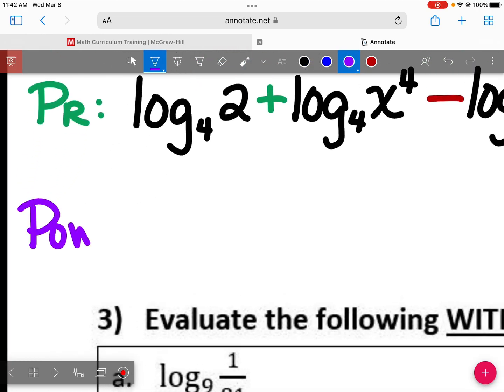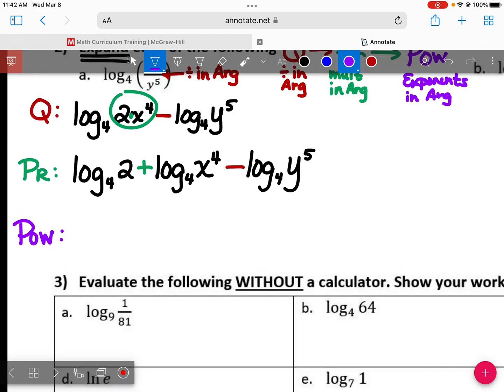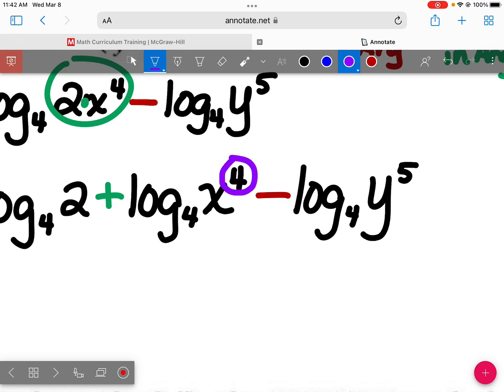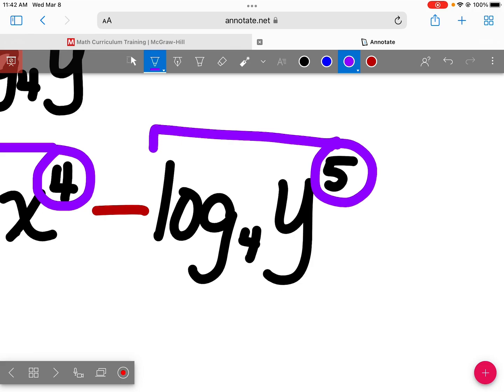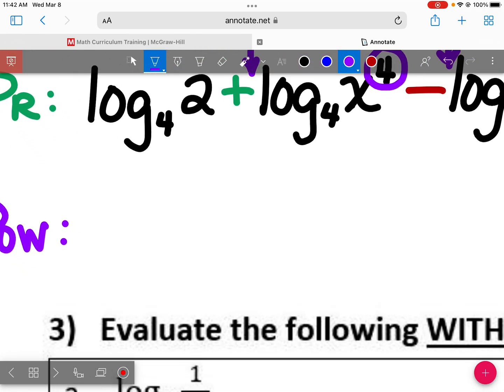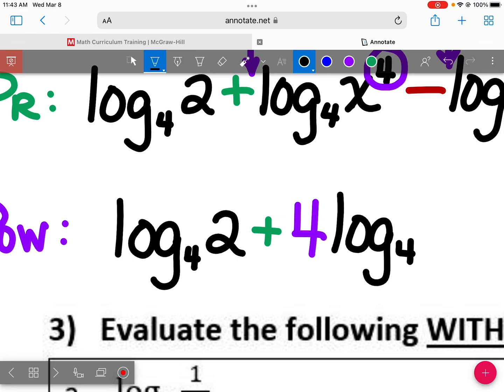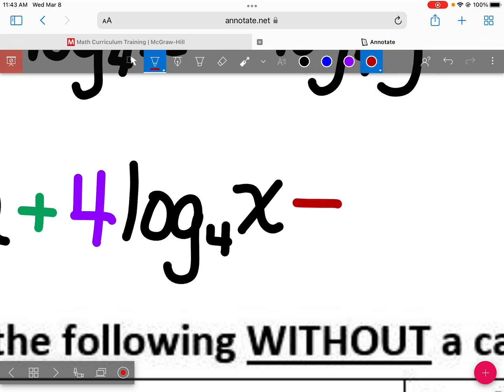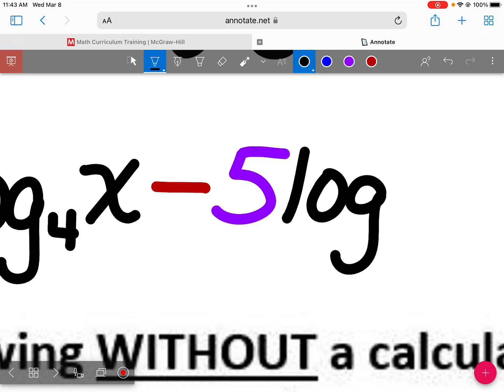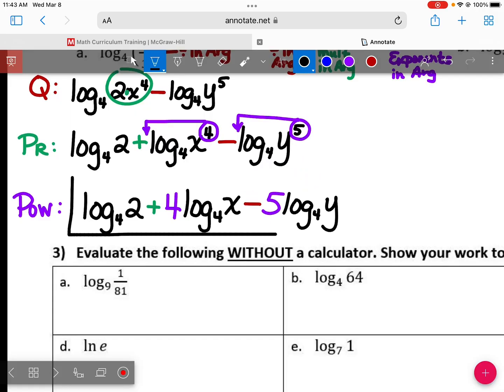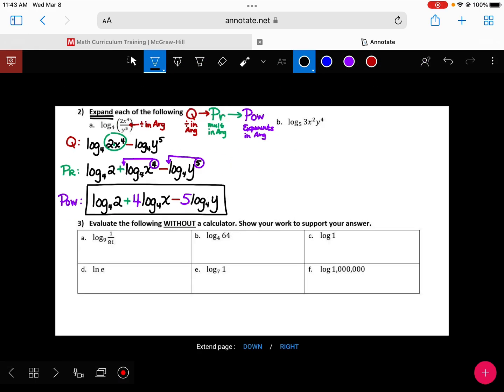Last but not least, we have our powers property. Do I need the powers property? Yes. Because you see what? Exponents in how many places? 2 places. This exponent, this 4, is going to come down in front of this log, so it's going to go right after the plus sign. This exponent, the 5, is going to come down in front of this log, so right after the minus sign. So fully expanded, I've got log base 4 of 2 plus 4 log base 4 of x, minus 5 log base 4 of y. That is fully expanded. So far, so good? Cool.